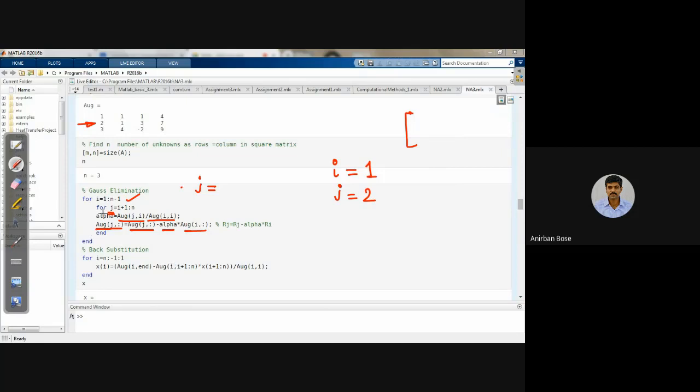Then it is the second loop. j will become now 3. When j becomes 3, you see that alpha is now going to change. It will be a(3,1). That means now this value you want to make 0. That is why this is in the numerator, divided by that pivot element, and it will do the calculation for the whole row. Then after this operation, corresponding to 1, these 2 will become 0. Then this operation is over.